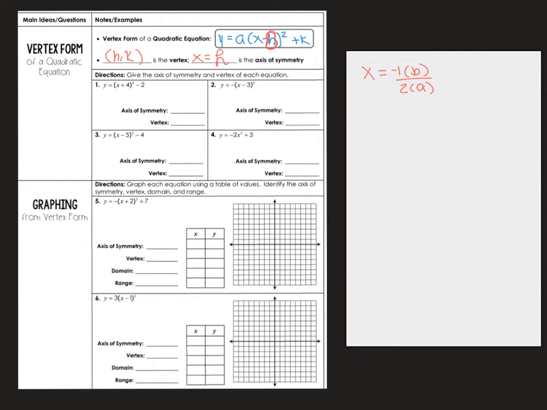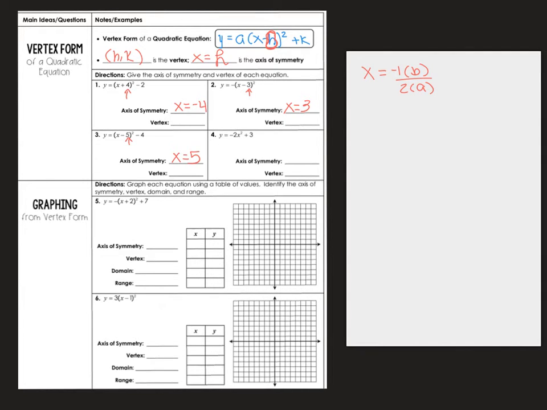For example, on number 1, the number that's sitting in the position for h is a 4. So that means our axis of symmetry would be -4. Or for number 2, the number that's sitting in place of h is a -3. The opposite of that would mean that our axis of symmetry is +3. Number 3, the number sitting in the h spot is -5. The opposite of that would be +5.